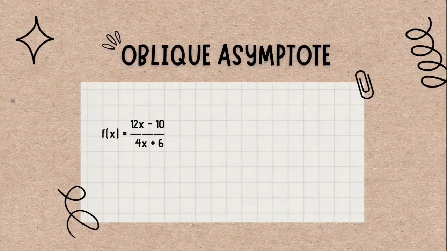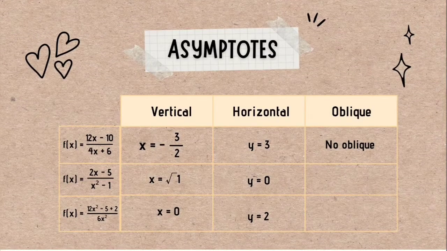For the first example, f of x equals 12x minus 10 over 4x plus 6. So, tignan natin ang degree ng denominator at numerator. So, sila ay equal. Automatically, ang sagot mo ay no oblique. Ganun lang kadali.